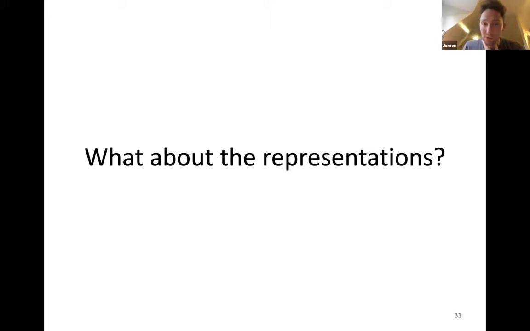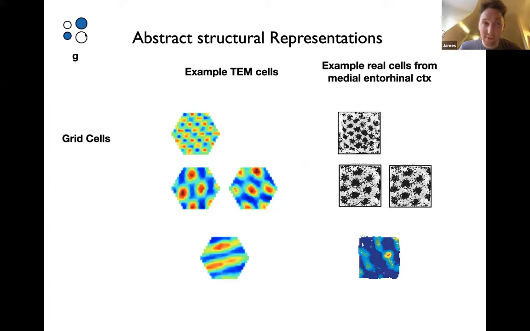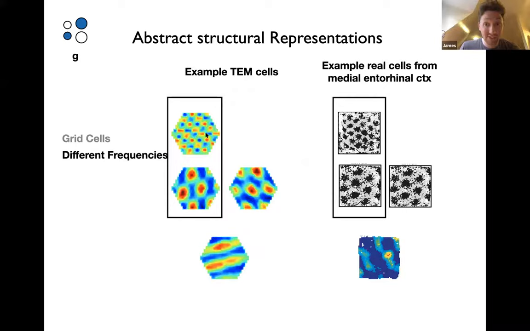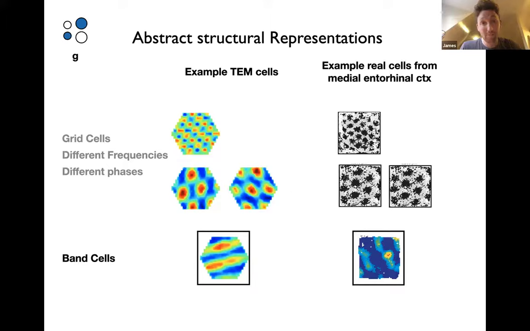Okay, so I'm going to first just take this model, TEM, and I'm going to let it diffuse about randomly in space. So it's just going to wander around from node to node, trying to predict what's coming up next. And if we peek inside these neurons in this abstract, blue layer, we see things that look a lot like grid cells. And they're grid cells of different frequencies. They're grid cells of different phases, like Marcus was talking about, things that are shifted from one another. And you also get things that look like band cells too. So that's rather interesting. That shouldn't be there.